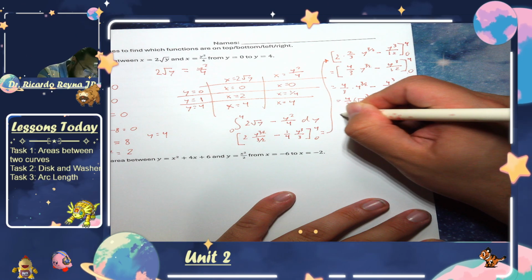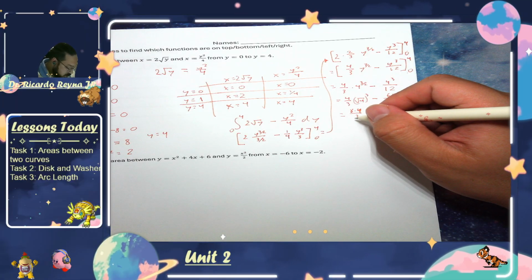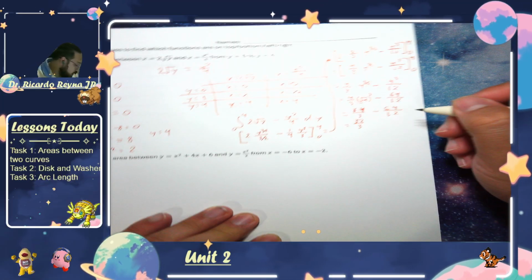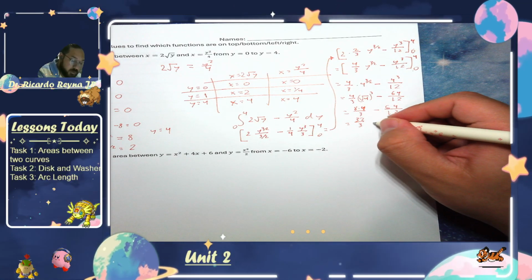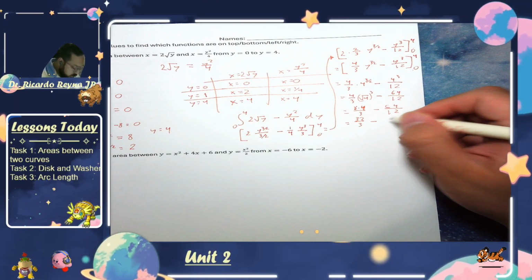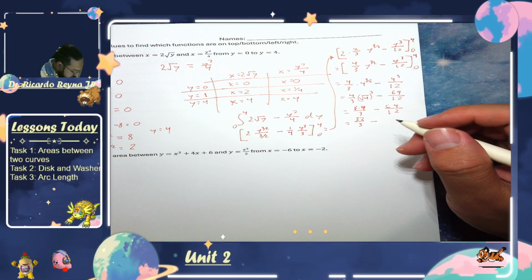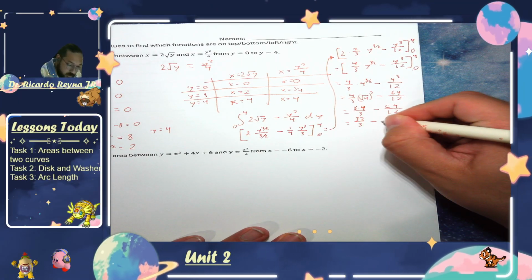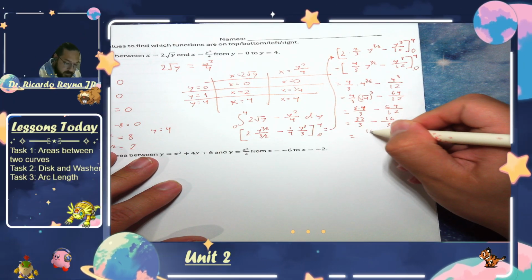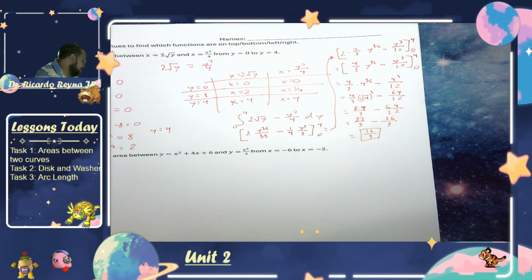I'm going to simplify both of these a little bit. Let's start here. 8 times 4 is 32, so 32 over 3. And then I'll divide both of these by 4. 64 divided by 4 is 16, so that's 16 over 3. That's my final answer. Let me double check my work.